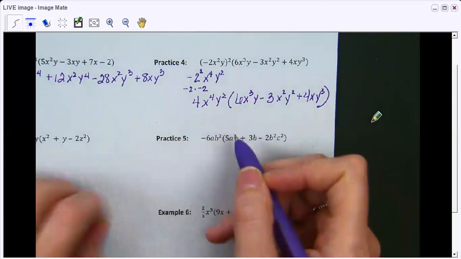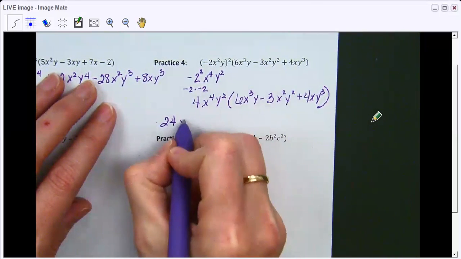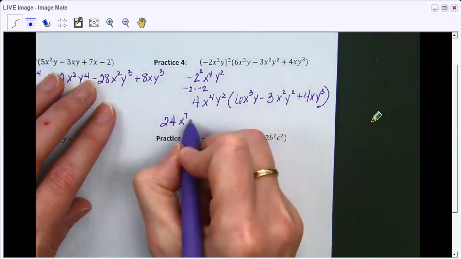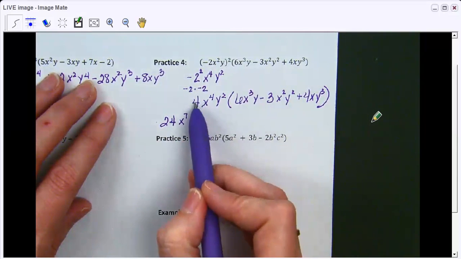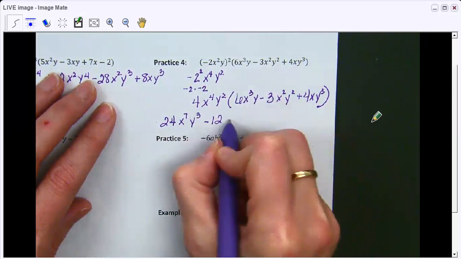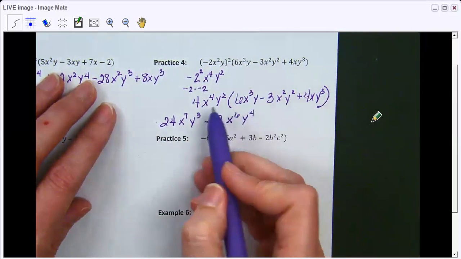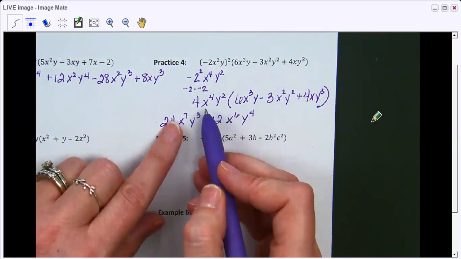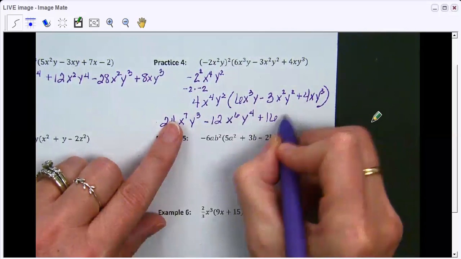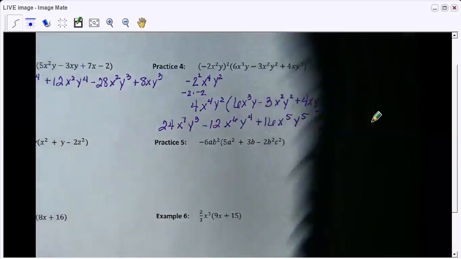All right. Okay, so 4 times 6, x⁴ times x⁴, x⁷ y squared times y cubed, good. Now, 4 times a -3, -12, x⁴ times x⁻², y⁻² times y⁻². Good. 4 times 4, x⁴ times x, y squared times y cubed, y⁵. Good, thank you.